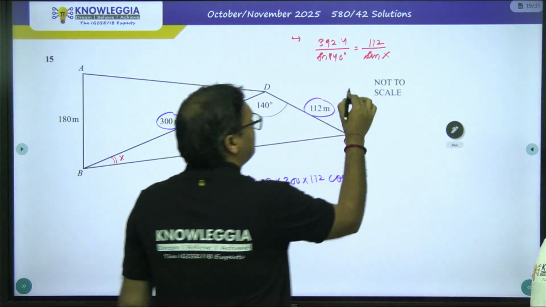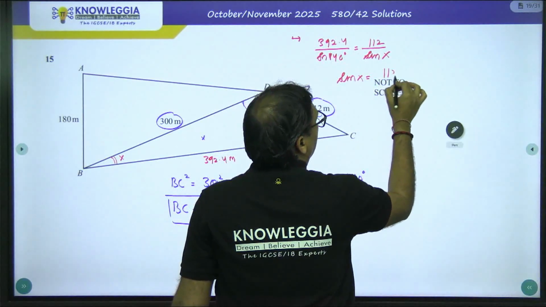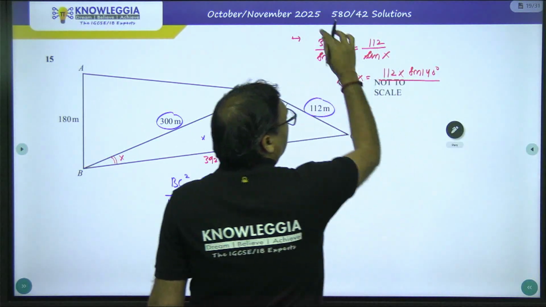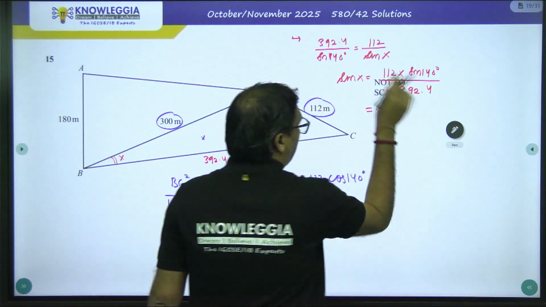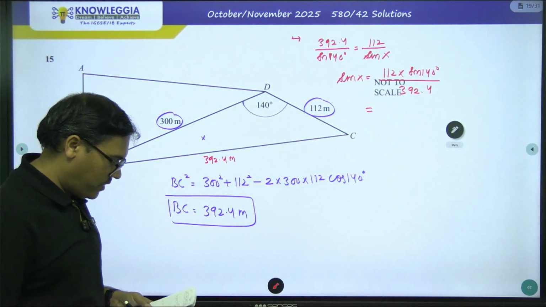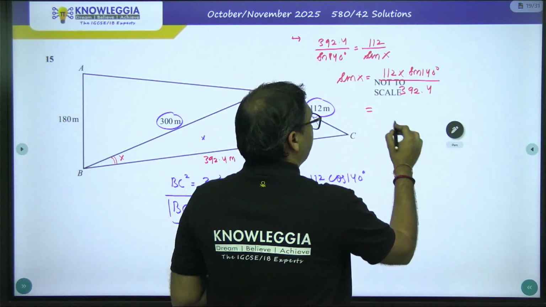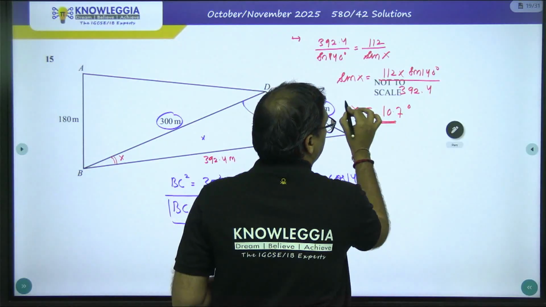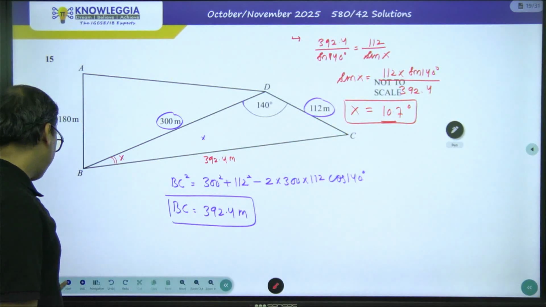You can see sine x will be equal to, cross multiplying, 112 into sine 140 degrees upon 392.4. You just plug in the value, take the sine inverse, and you'll get the value of x, which will be equal to 10.7. The angle x is 10.7 degrees. That is the answer for this question, the second one, right?